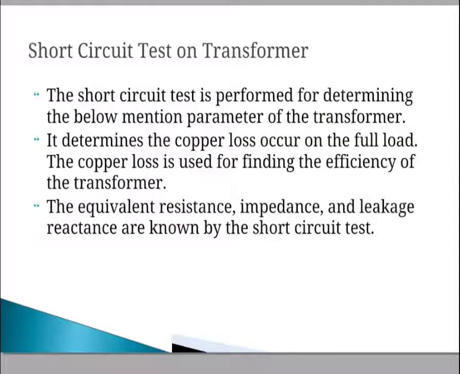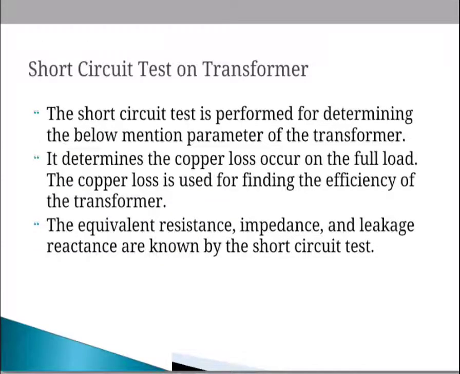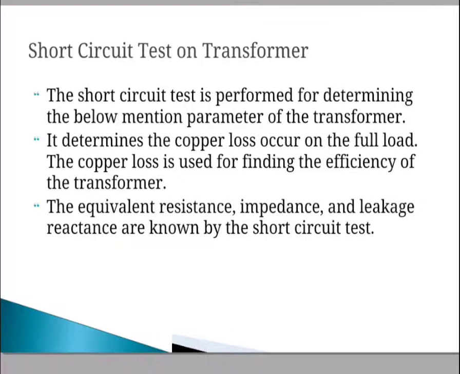We have to discuss the second test carried out on the transformer, which is nothing but the short circuit test. This test is performed for determining the various parameters of the transformer. It will be helpful for determining the copper losses occurring on the transformer at full load. Copper losses are used for finding the efficiency of the transformer. Because of that, this test is conducted.